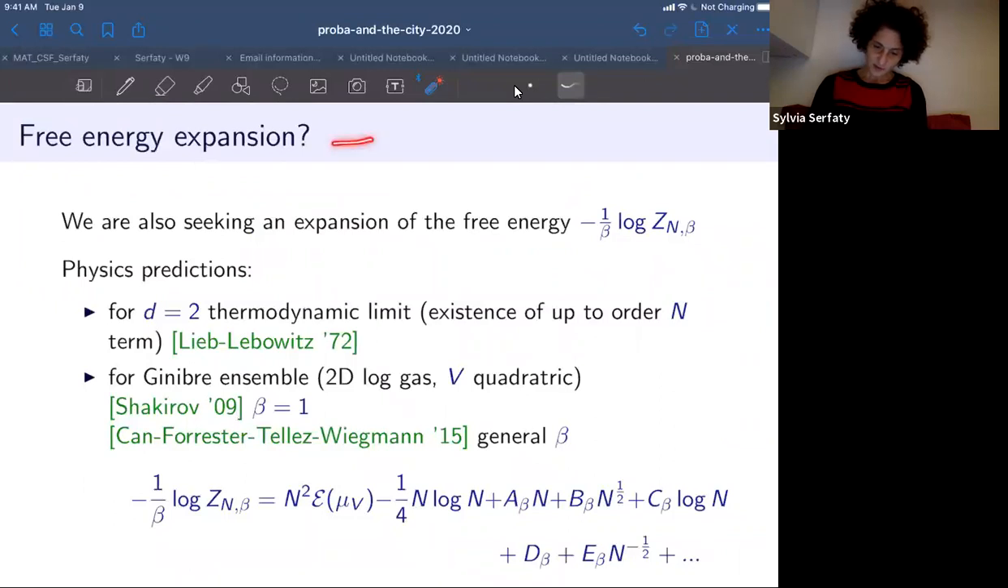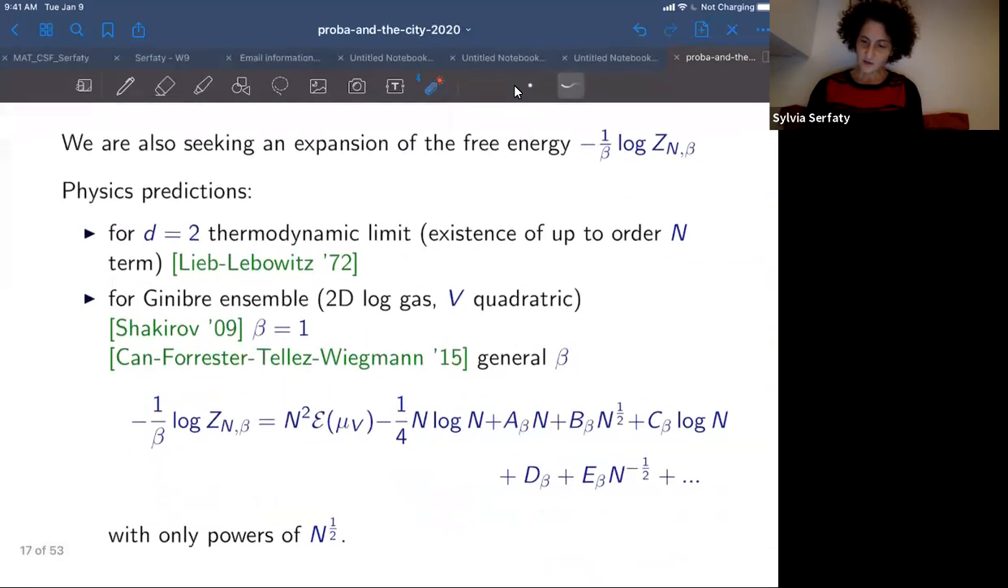Another type of question that turns out to be very closely related is free energy expansion. The free energy is what you get when you compute log Z, Z being the partition function, and divide by beta, with a minus 1 over beta. The fact that this thing has a limit when you divide by n, as n goes to infinity, has been shown in this literature, Lieb, Leibowitz, Lieb, Narnhofer also. But what's interesting is to see what coefficients are expected.